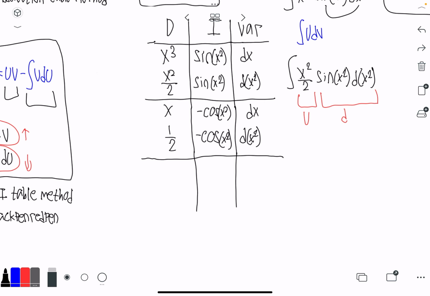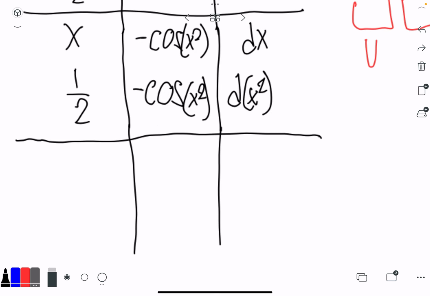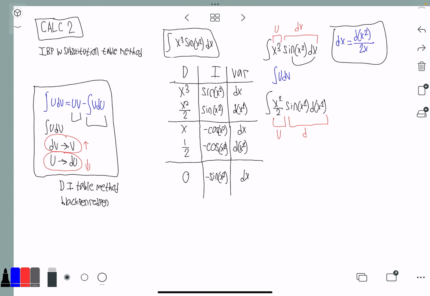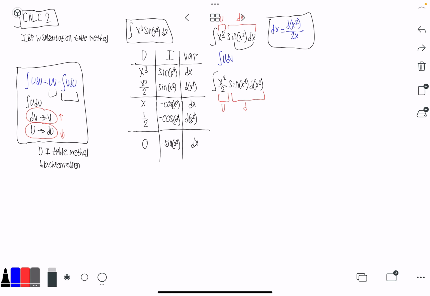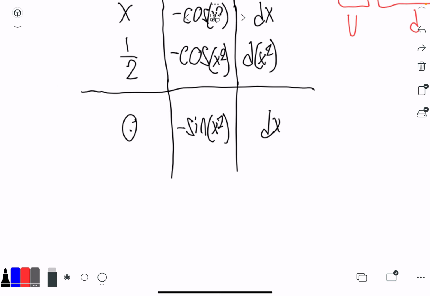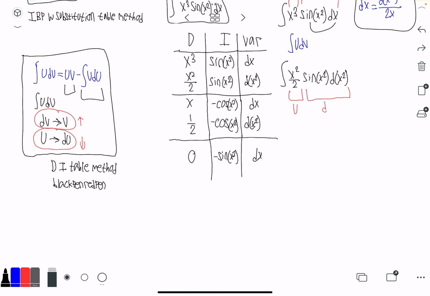So now we can do the differentiate-integrate again. This time I'll still differentiate with respect to dx, so that will be 0 dx, and integrate this thing, so it becomes negative sine x squared. Okay, now that we've completed all, well, of course we have 0 here, we can't differentiate anymore, so we're complete, we're done. But how do we get the answer? What an interesting question.